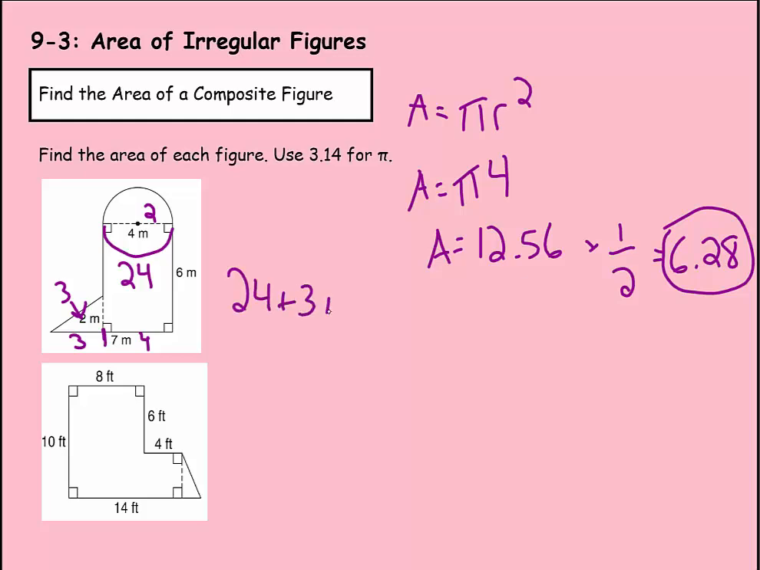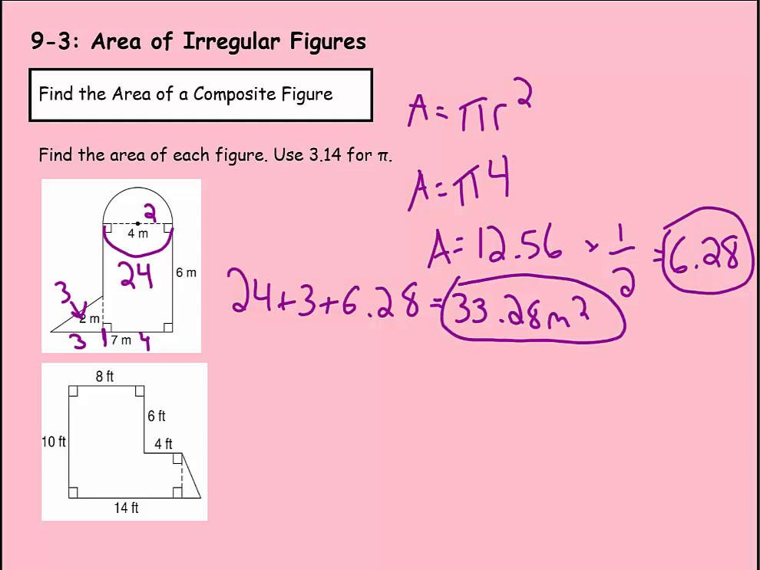24 plus 3 plus 6.28. That'll give me an answer of 33.28, and I'll say that's in meters squared. So this is the area of the entire figure.